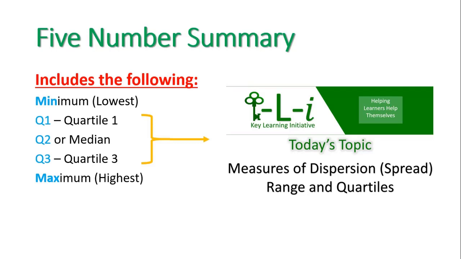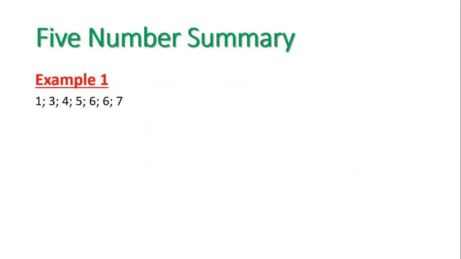But let's get going. Example 1: 1, 3, 4, 5, 6, 6, and 7. And what we have to do is we have to start off with the 5-number summary. So, our minimum, quartile 1, quartile 2, quartile 3, and our maximum. Well, the 1 is easiest to see. Your minimum is 1, and we can write it down. Our maximum is 7, and we can write it down as well.